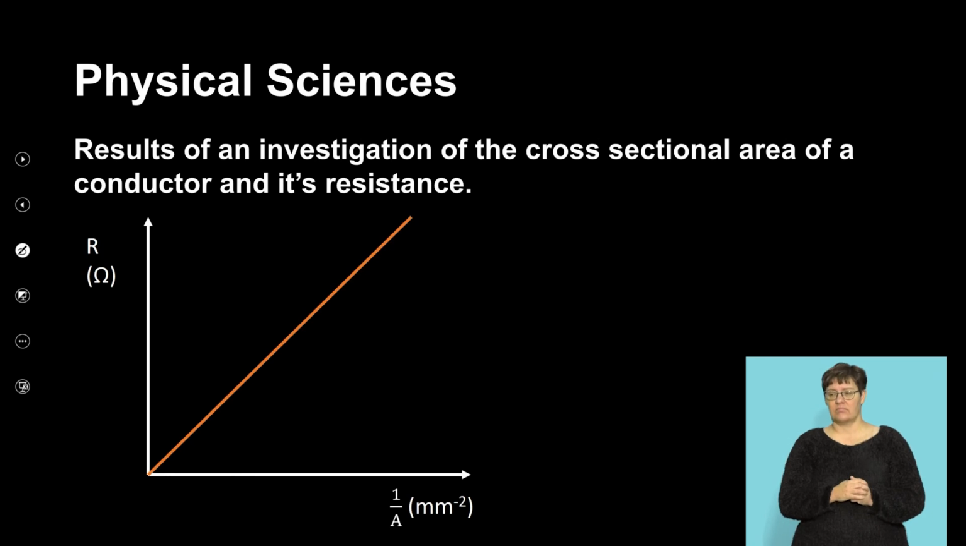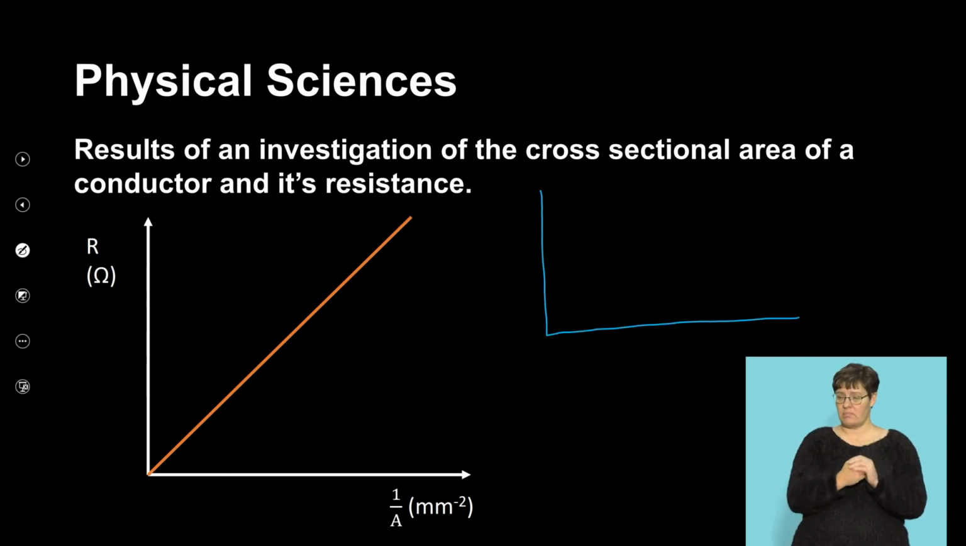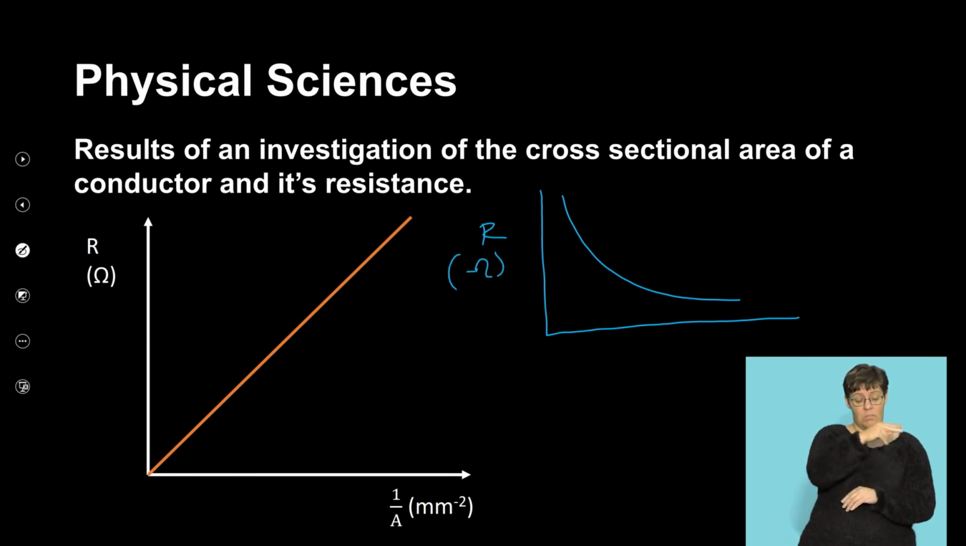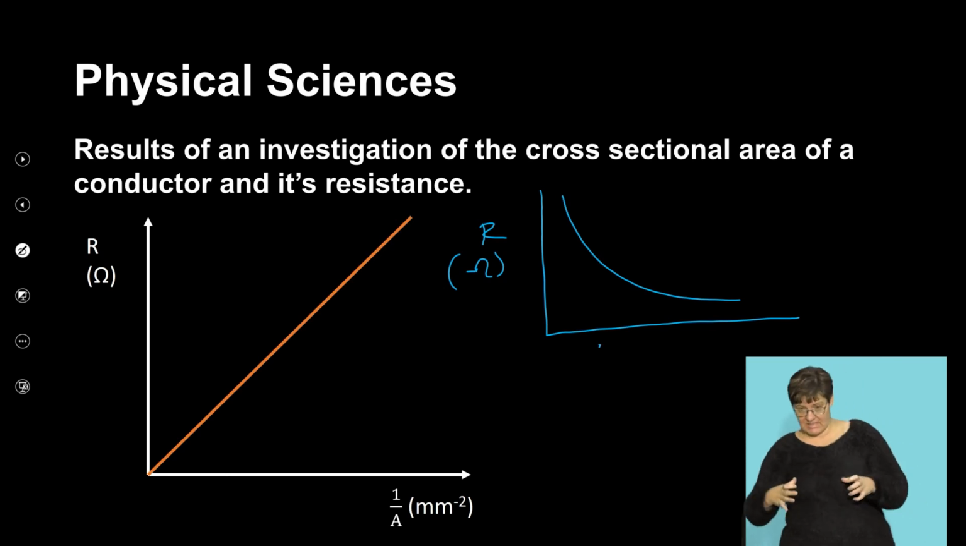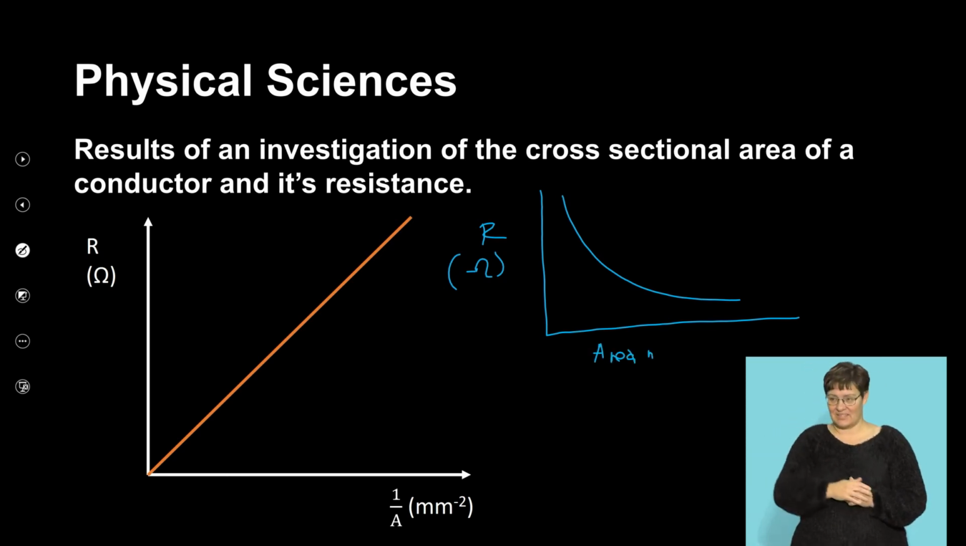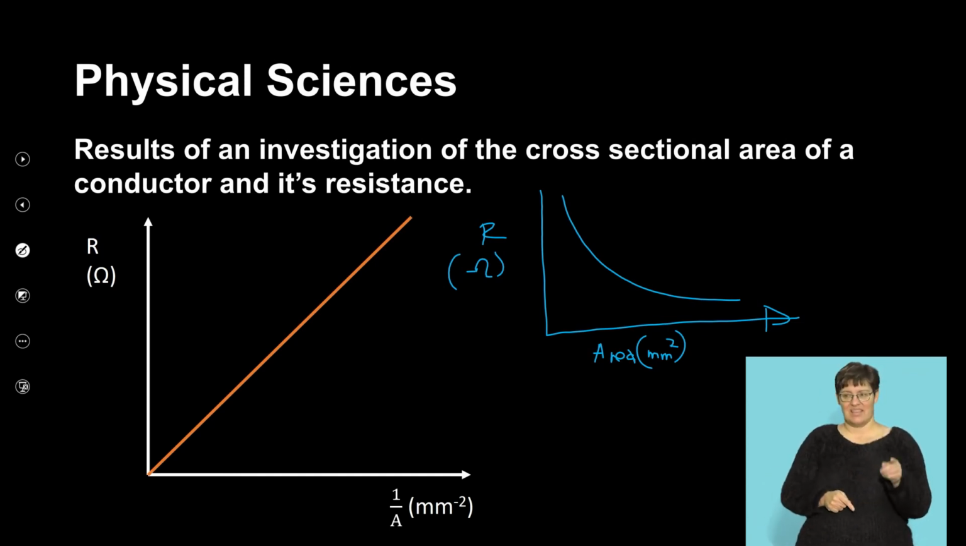Right, now we've plotted the graph of resistance versus the reciprocal of the area. Remember, in the previous sketch, we had a graph like this where we've got resistance in ohms, and here we've got cross-sectional area, area in square millimeters. Now it's the same piece of information. What we've done is plotted the reciprocal of the area against the resistance.